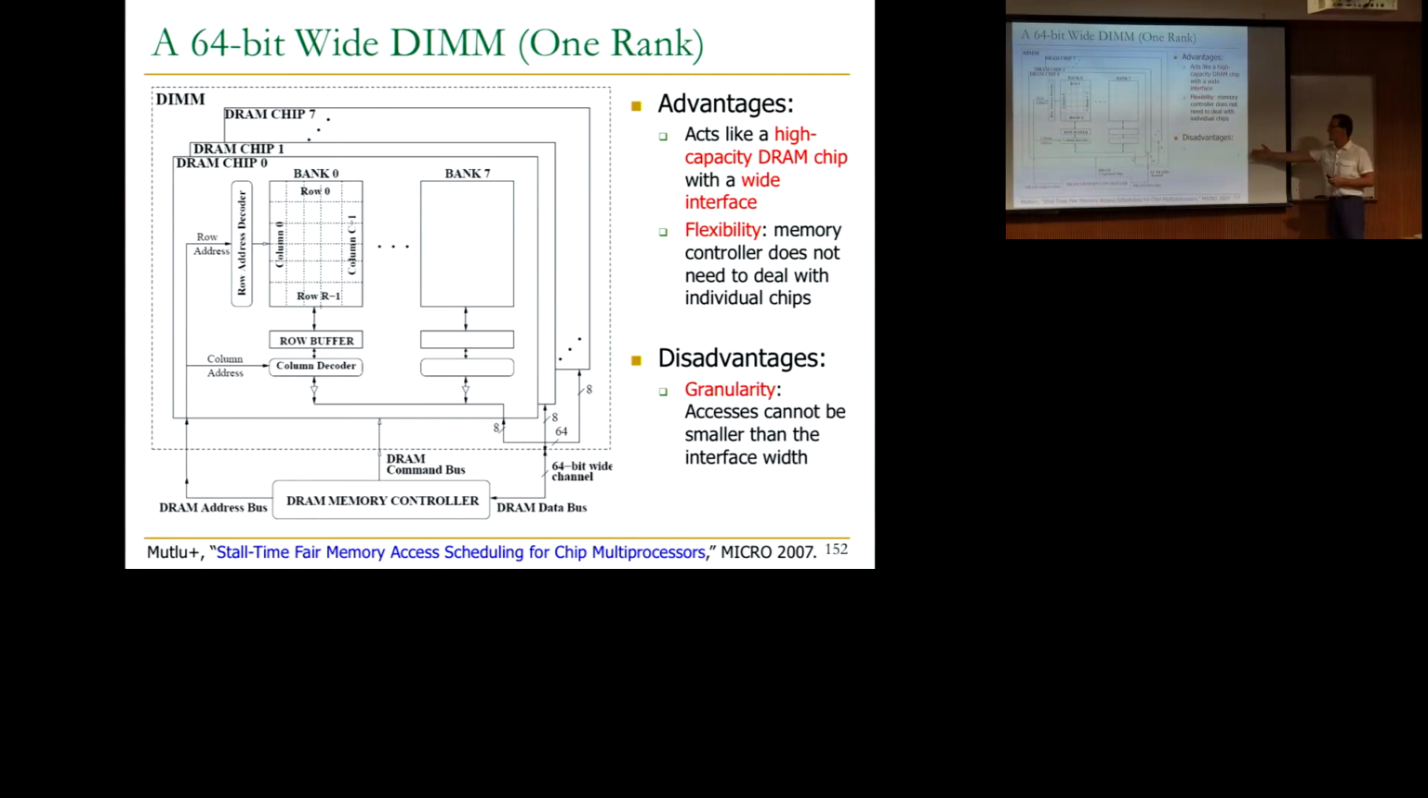The disadvantage now is granularity has increased, right? We cannot read just 8 bits. We're reading 64 bits. So we're fundamentally wasting 56 out of 64 if we just need the 8 bits.